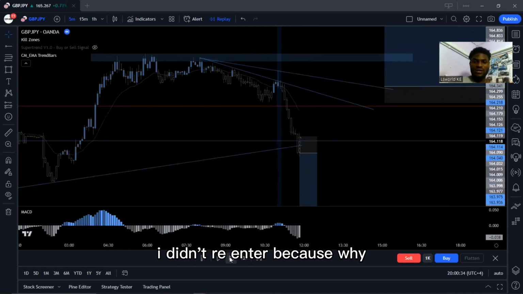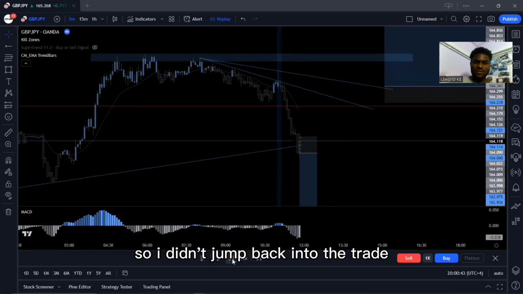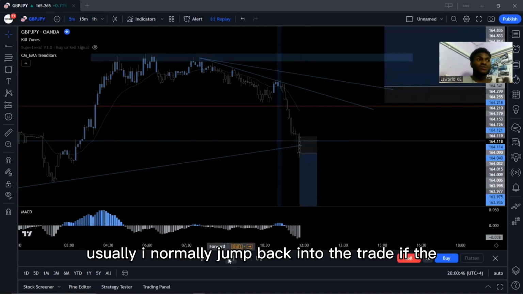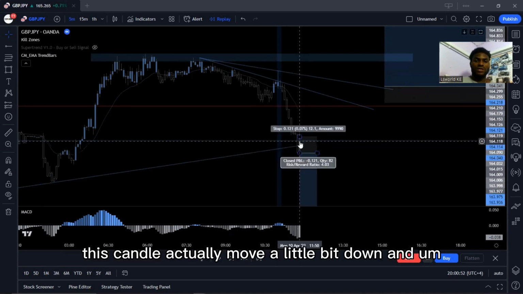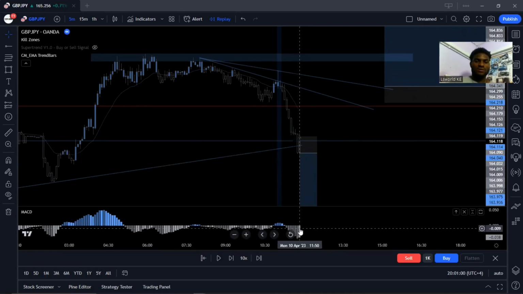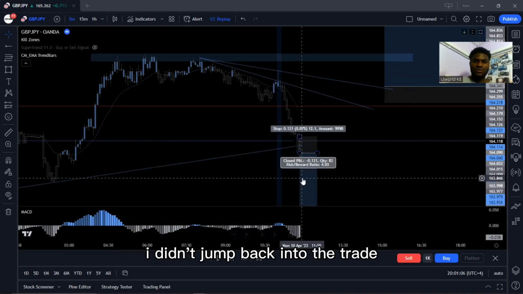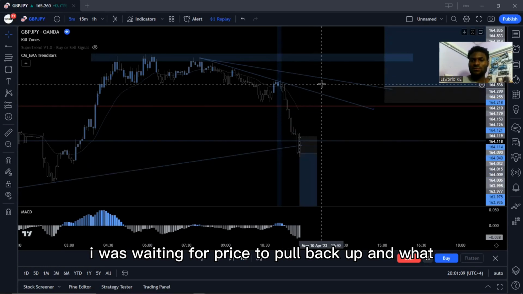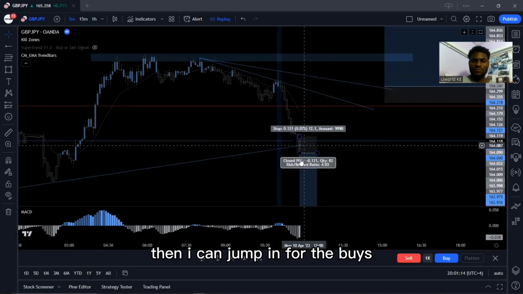But I didn't re-enter, because why? As you can see, the momentum on this candle was actually low. That means buyers are actually coming into the market, so I didn't jump back into the trade. Usually I jump back into the trade if price actually prints, let's say for example this candle moved a little bit down, and the MACD prints a strong sell stick over here. But since I see that buyers are coming into the market, I didn't jump back into the trade. So basically I was waiting for price to pull back up and break this trend line, and then I can jump in for the buys.